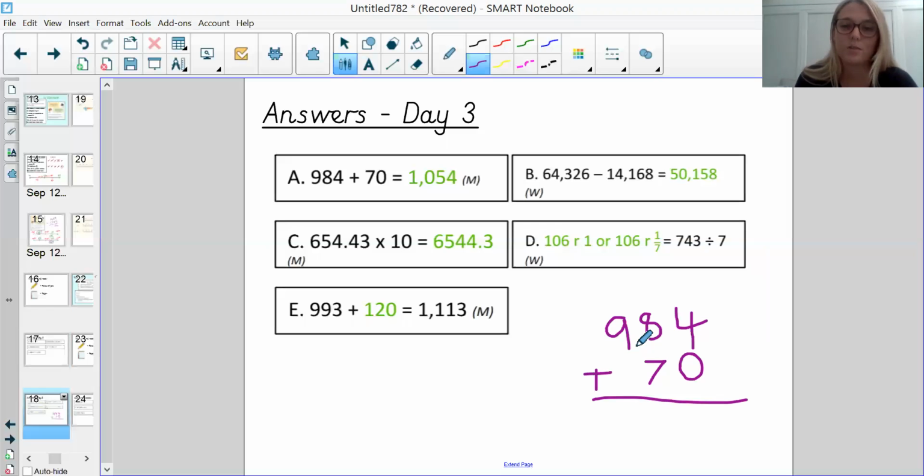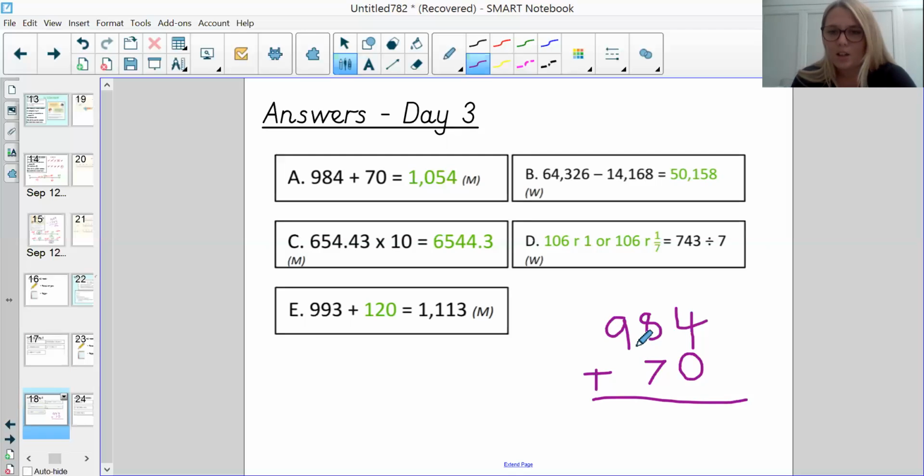B, 64,326 subtract 14,168 was 50,158. C, 654.43 multiplied by 10 is 6,544.3. Remember, when you multiply by 10, you don't need to use column multiplication. You are shifting the digits one place value column to the left, because you're multiplying, so to the left by 10, one place value column. And the decimal point stays in the same place.